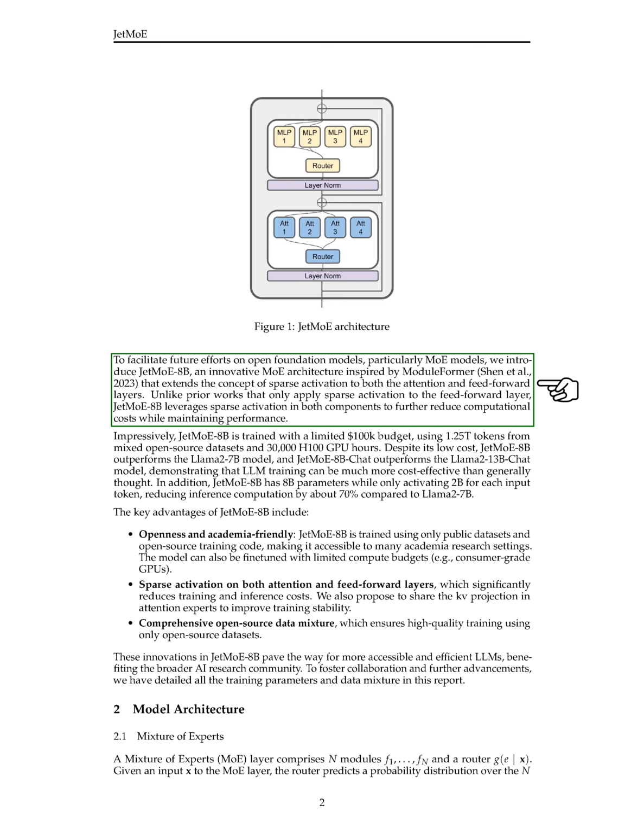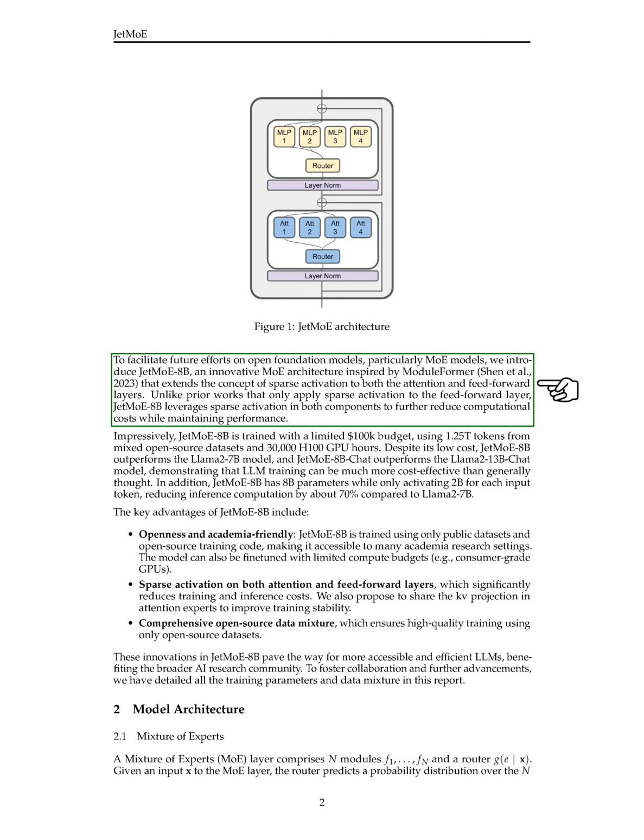JetMoE-8b is trained with a limited budget and open-source datasets, outperforming models like Llama2-7b and Llama2-13b chat while significantly reducing inference computation compared to Llama2-7b. The key advantages of JetMoE-8b include its openness, academia-friendly training using public datasets and open-source code, sparse activation in both attention and feed-forward layers, and a comprehensive open-source data mixture for high-quality training.